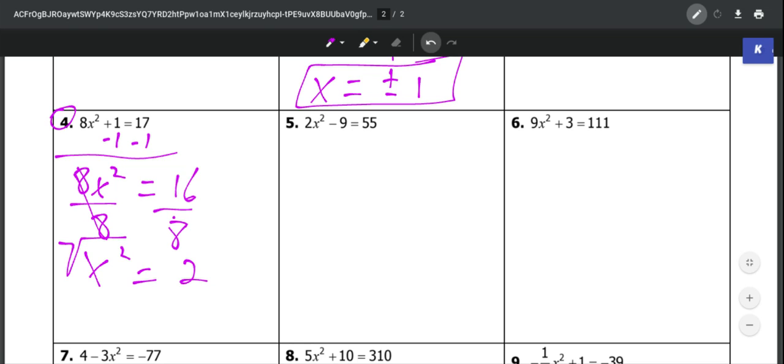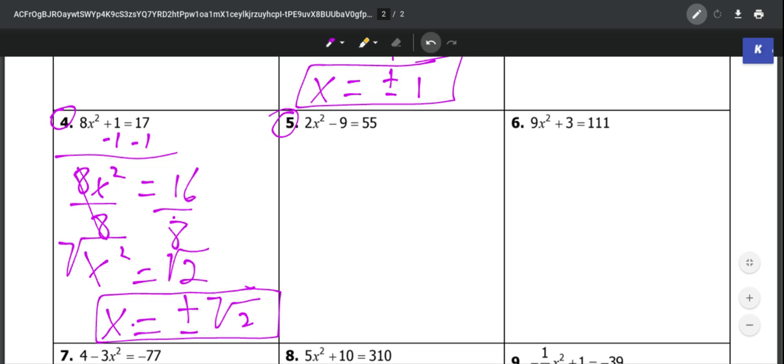Now we can take the square root of both sides. The square root of x squared is just x, equal to plus or minus the square root of 2. And you can't break down the square root of 2 anymore, so your answer is just the square root of 2. So in number 4, x is equal to plus or minus the square root of 2. So that's an instance where it doesn't come out evenly. And we'll do 2 more just to give you an idea of the different problems you can have.